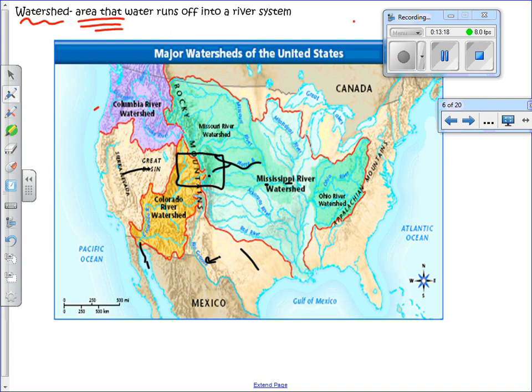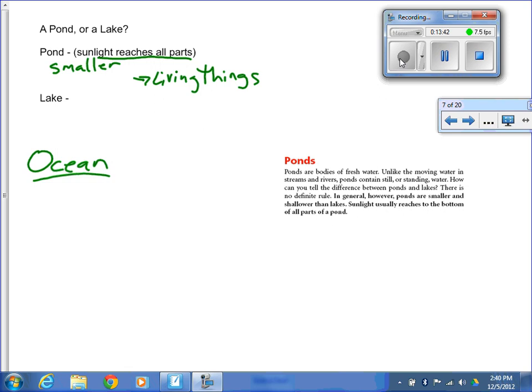How do you know if the water is going to the Mississippi or the Colorado? Yes? The Continental Divide, yes! Check this out. The Rocky Mountains come through here. Continental Divide and divides the watersheds, right? Excellent. Quick questions. Okay, a couple other things we'll go over quickly.